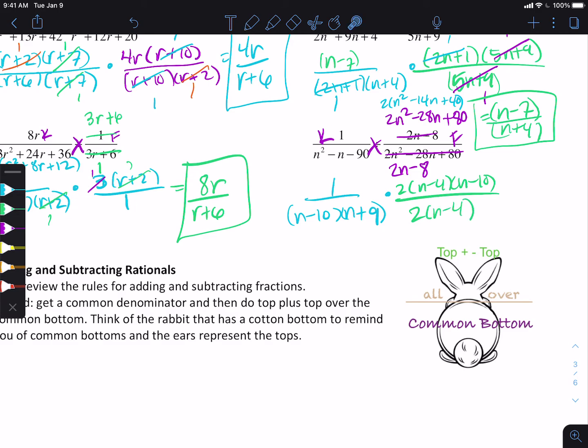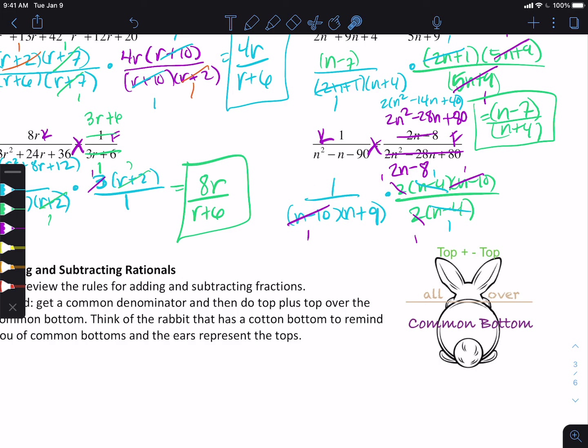Okay, so we did our keep, flip, change the sign, so now we're multiplying. So then we did multiply by factoring, top and bottom, cancel things that look alike. So we have an n minus 10 that looks alike. Our 2's look alike. Our n minus 4's look alike. And then that's it. Multiply by factoring, top and bottom, cancel things that look alike, multiply straight across.